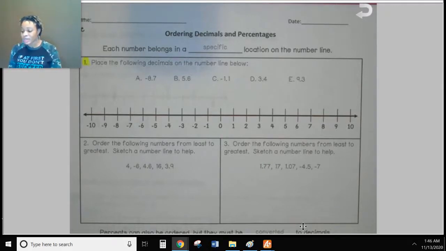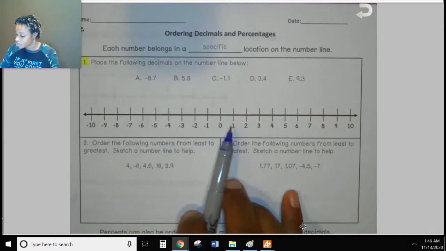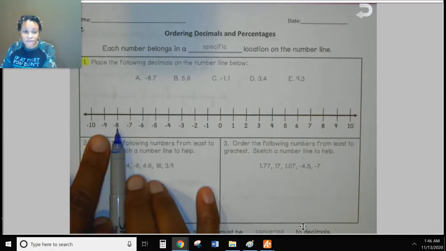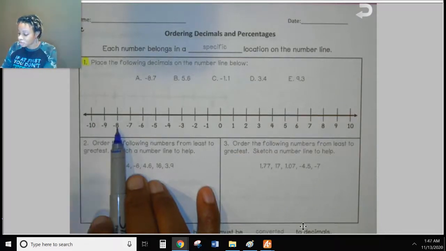First, we need to know that each number belongs in a specific location on the number line. So I'm going to show you how to plot a point on the number line and how we can use certain strategies to locate it. So our first number is -8 and 7/10. I'm going to go to my negative side, and -8 and 7/10 would be in between -8 and -9. Because it's 7/10, it will be closer to the 9 than to the 8.